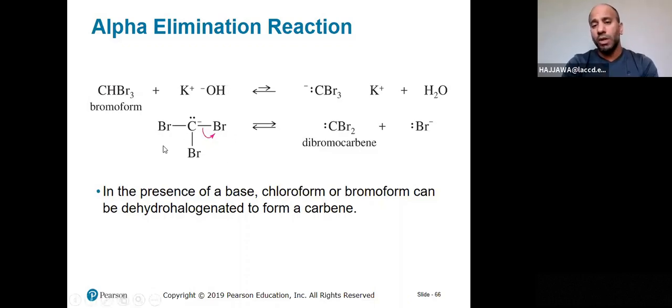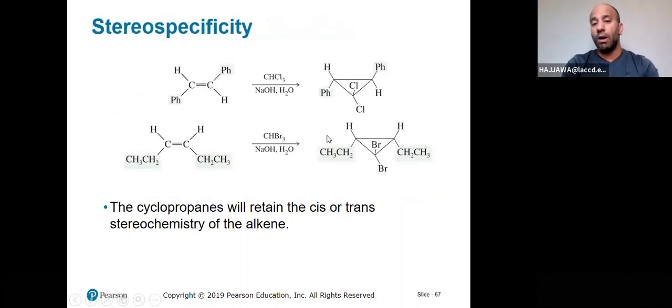And once that happens, you're going to end up making the dibromocarbene. So if I have chloroform, I'm going to end up having the dichlorocarbene, or iodoform, I'm going to end up having the diiodocarbene. This will be the one that's going to react with the alkene to give you not the cyclopropane-containing compound only, but the two halides still attached to that carbon of the carbene.